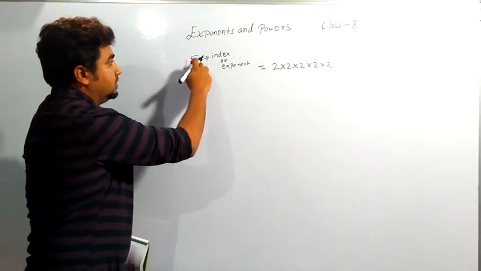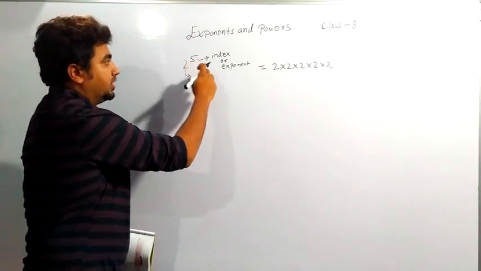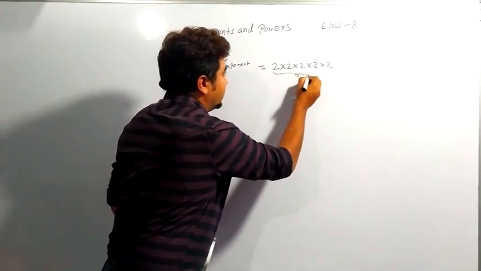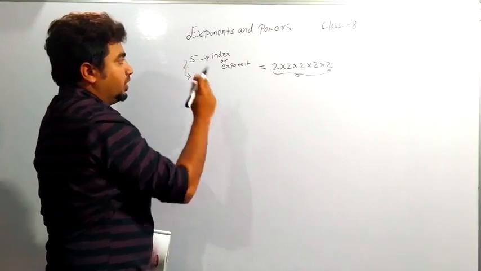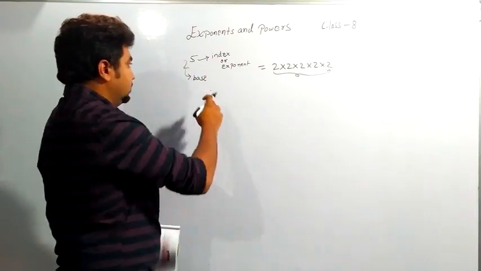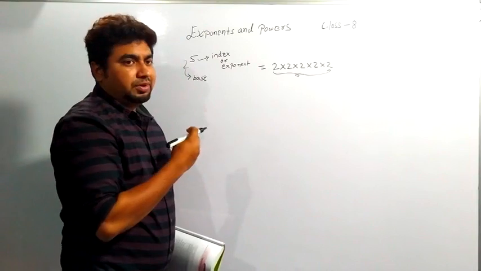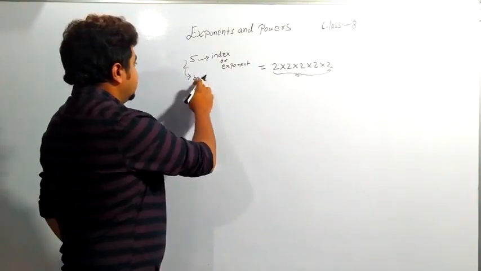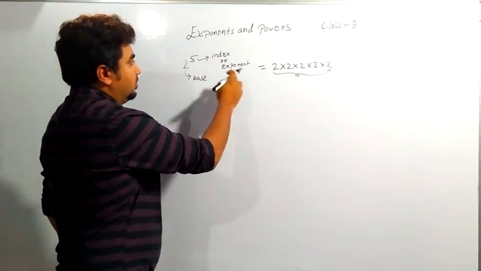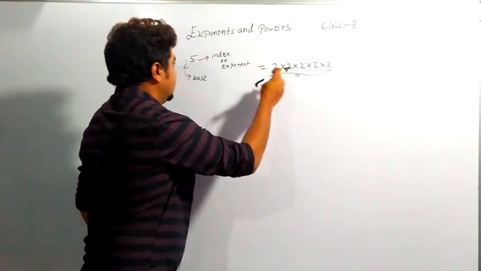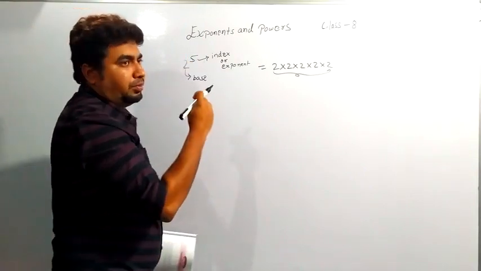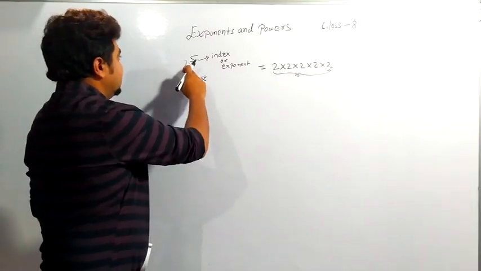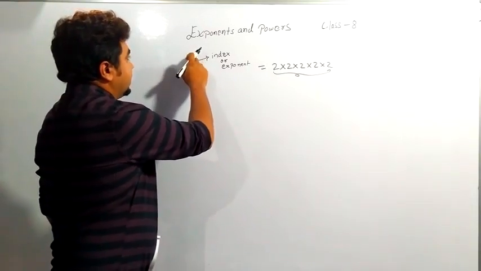So exponent is how many times a number has to be multiplied. Exponent is 5 here. So 5 times I have multiplied 2. And 2 is the number which has to be multiplied 5 times, which is known as the base. The number which has to be multiplied n number of times is known as the base. And 5 is how many times I want to multiply the number 2. This is known as the base, and this is known as the exponent.